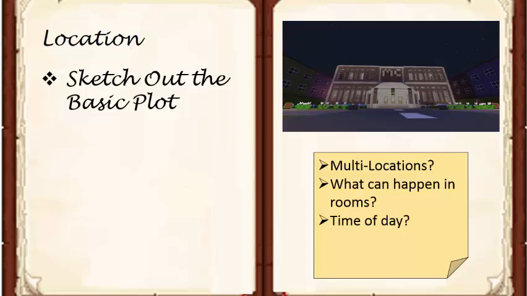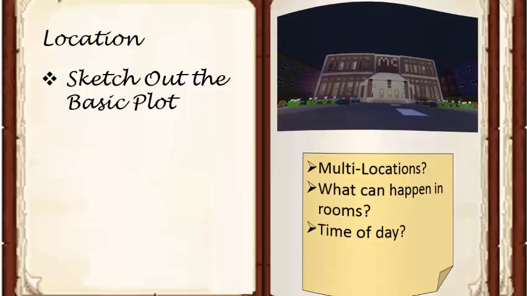Yeah, so I have some things listed in multiple locations, what can happen in different rooms. For example, with the museum, there are different exhibits. I could have different things happen based on the exhibit you were in. The time of day, do you want it to happen during the day, at night, in the middle of the day? Is it going to happen over a span of a couple days? Stuff like that.